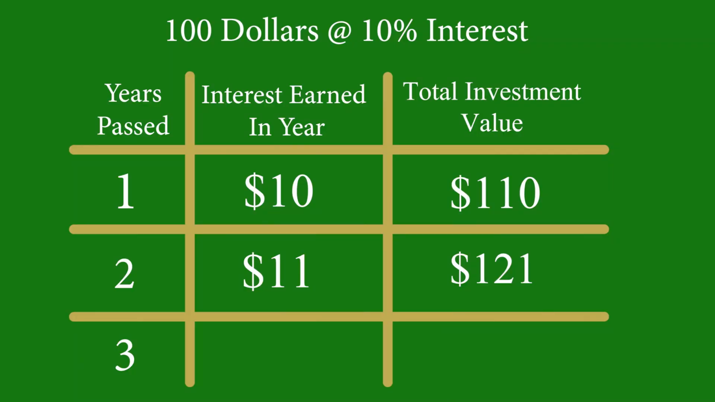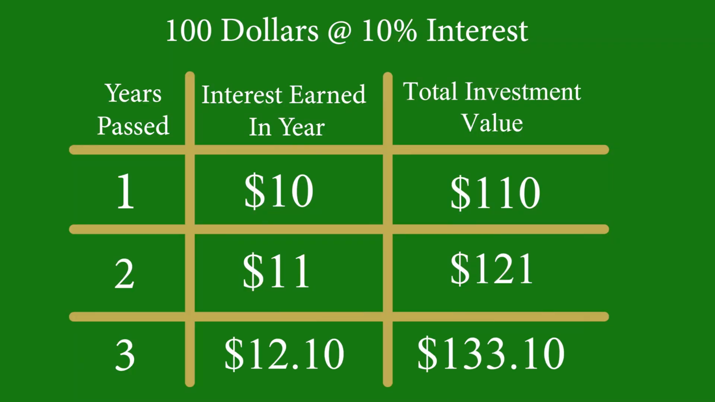The next year, the investment will make another 10%, not on $100, not on $110, but on the full $121 amount, meaning you'd earn $12.10 in interest. Notice how each year, the growth gets faster and faster. It didn't grow by $10 each year. It started off by growing by 10, then it went to 11, then 12. So not only is your investment growing, it's growing at an increasing rate.